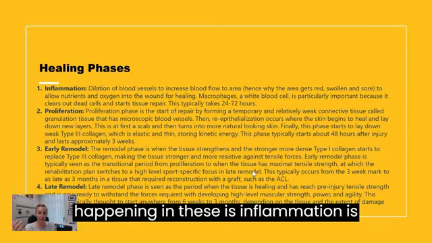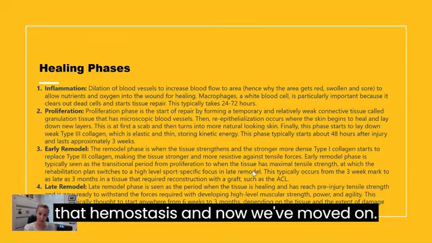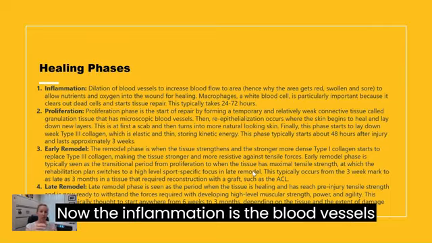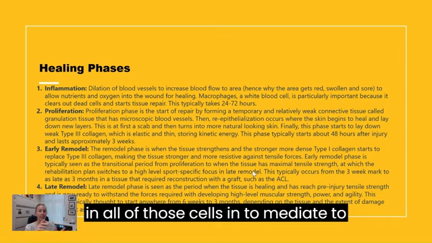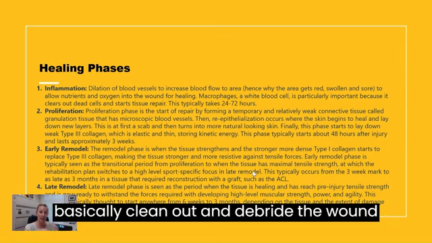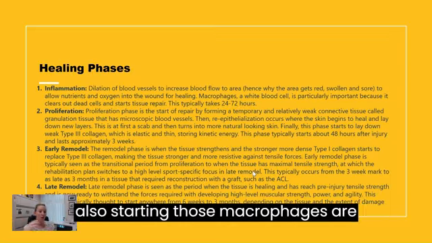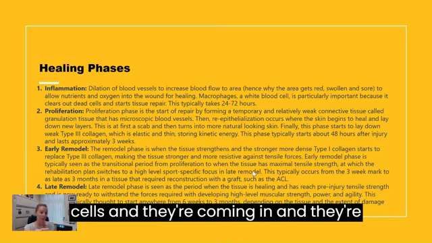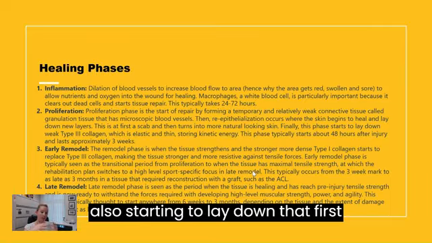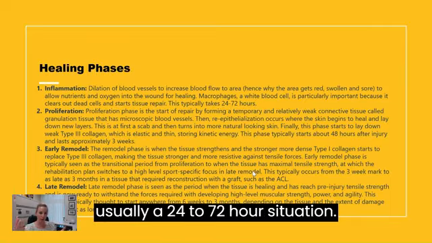So what's happening in these is inflammation is just, all right, so we have the clot from that hemostasis, and now we've moved on. Now the inflammation is the blood vessels are dilating, and they're trying to bring in all of those cells in to mediate, to basically clean out and debride the wound and get all the yucky stuff out, while also starting, those macrophages are really important. They're white blood cells, and they're coming in and they're clearing out that dead cell, but they're also starting to lay down that first layer of tissue repair. This is usually a 24 to 72 hour situation.